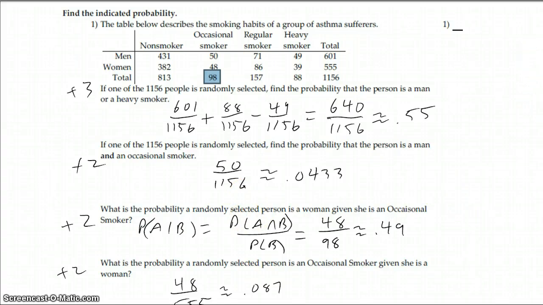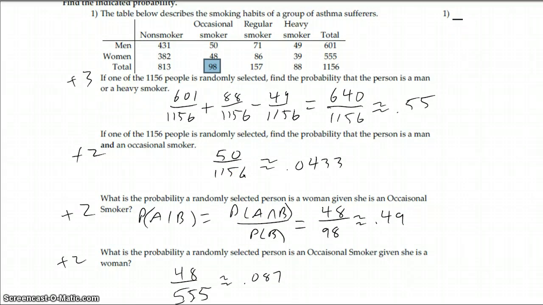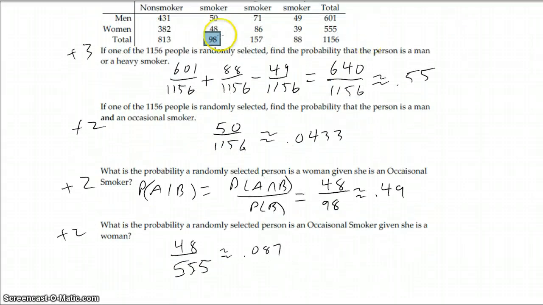And then I have you do the opposite, or flip it. What's the probability of an occasional smoker given she's a woman? So it's still the same 48, but now we're looking at just the women. That's our population we're comparing to, and that's 555. So 48 out of 555.